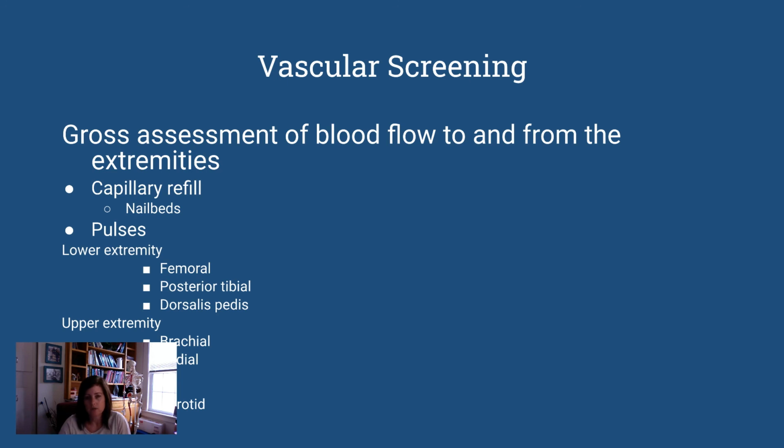And if you can get a distal pulse, then in the absence of any sort of gross injury in between the two, you can assume that any more peripheral pulses are going to be intact as well.